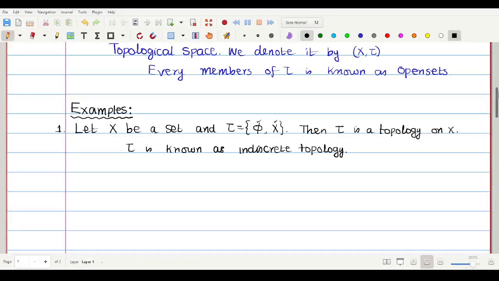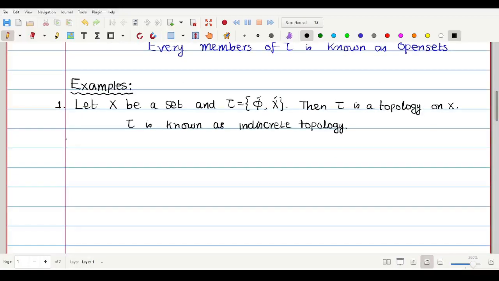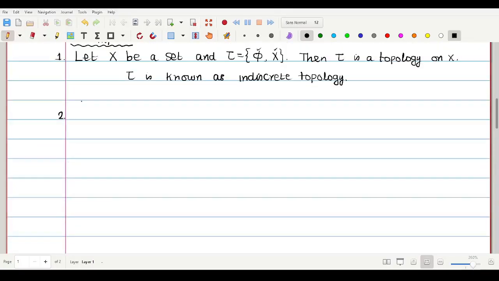Now let us go for the second example. Let capital X be any set.